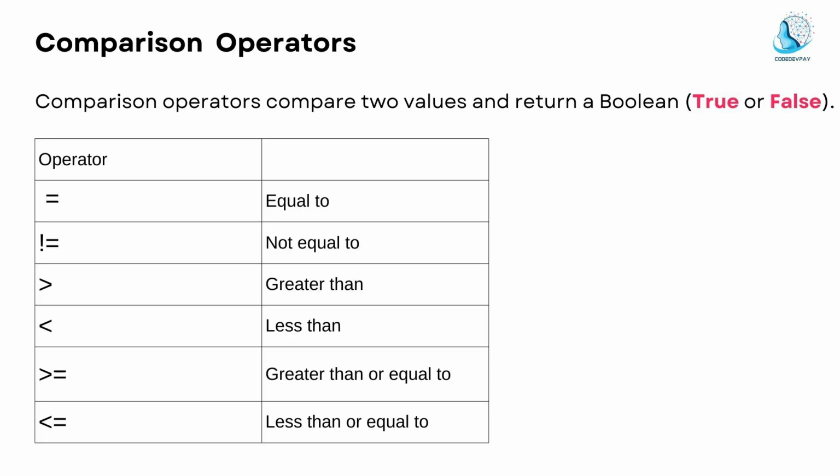Comparison operators compare two values and return a boolean. That is true or false. We have the equal to as a comparison operator, which is using double equal sign. So this is used to compare whether two operands are having the same value. Then we have the not equal to, which is using the exclamation and equal to. We have greater than, we have less than, we have greater than or equal to, and then we have the less than or equal to. Let's look at the example to understand better.